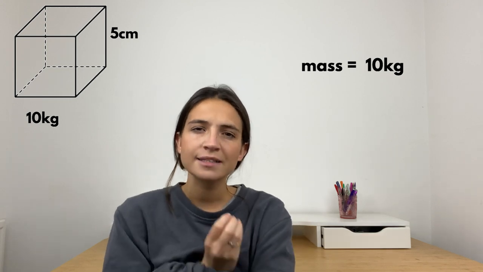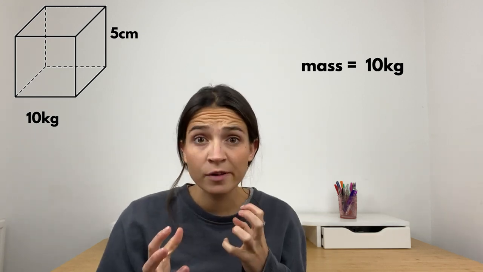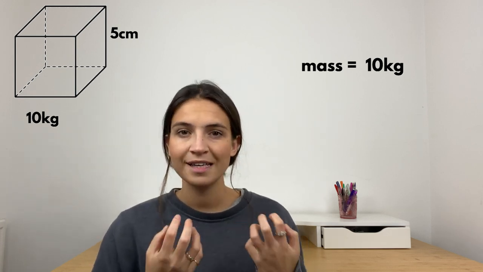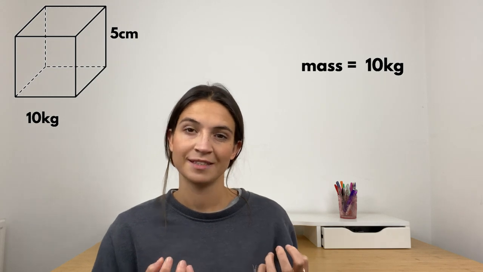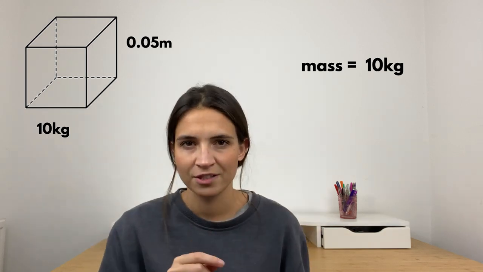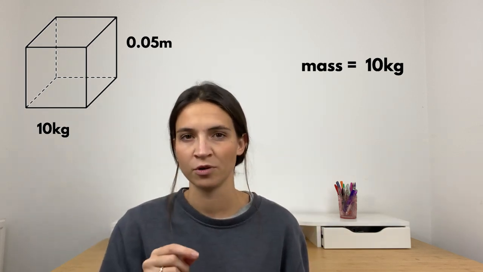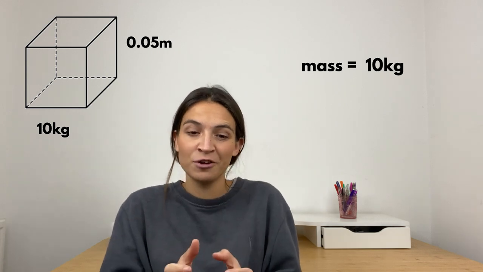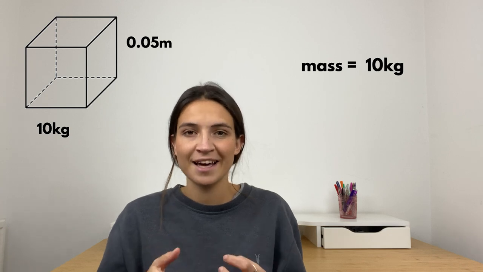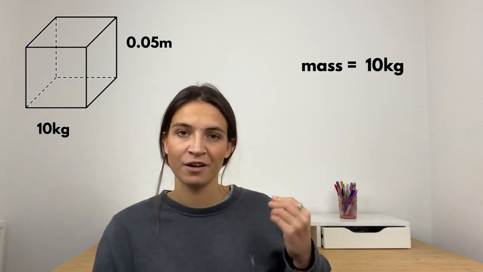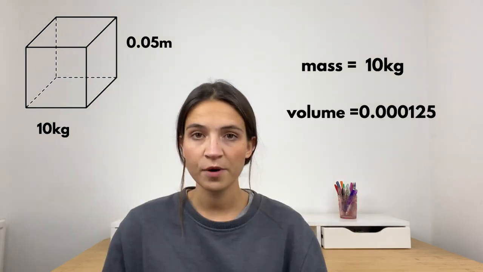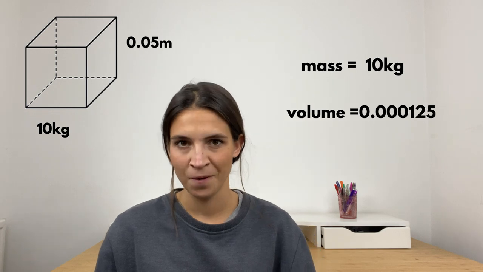Okay, now I need to think about the volume. So I need my volume to be in metres cubed, which means when I'm working out my volume, I need the sides of my cube to be stated in metres rather than centimetres. Make sure you make that change before you calculate the volume of your cube. Okay, now I know that to calculate the volume of a cube, I do the width times the height times the base, and that gives me 0.05 times 0.05 times 0.05 equals 1.25 times 10 to the minus 4 metres cubed.